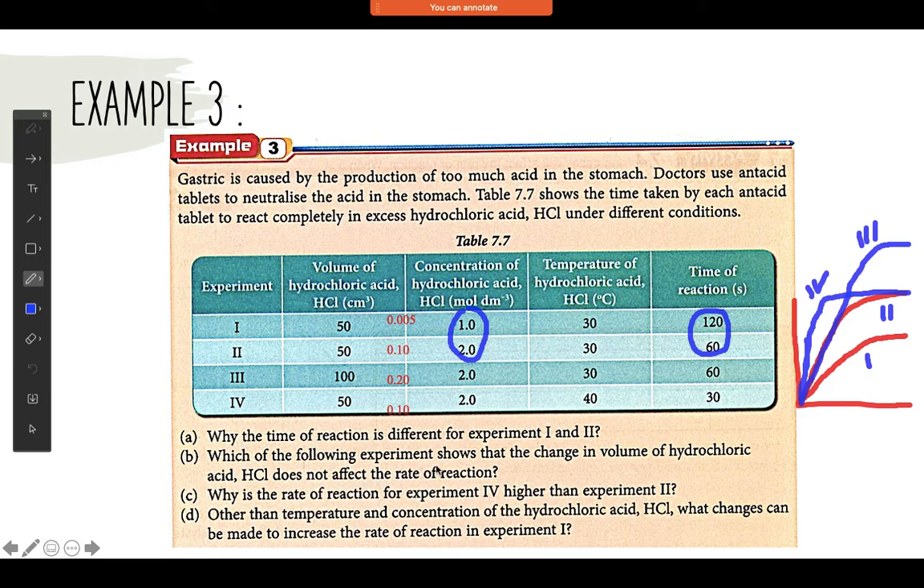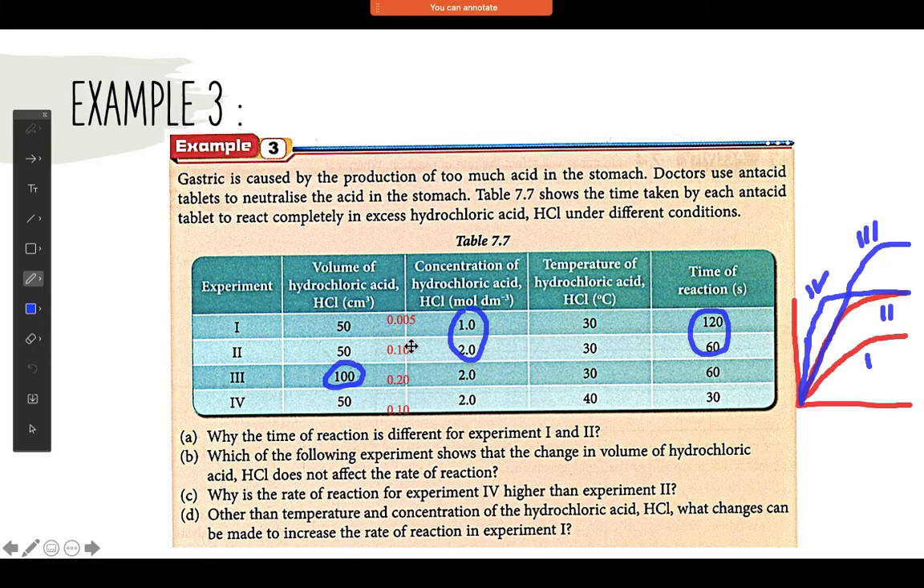Okay, B, which of the following experiment shows the change in volume of hydrochloric acid does not affect the rate of reaction? So volume yang berubah yang ni. Which of the following experiment? So experiment 3 that shows the change in volume of hydrochloric acid does not affect the rate of reaction dengan experiment 2.